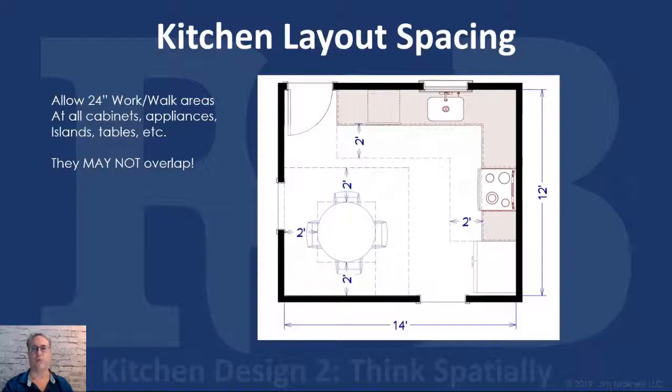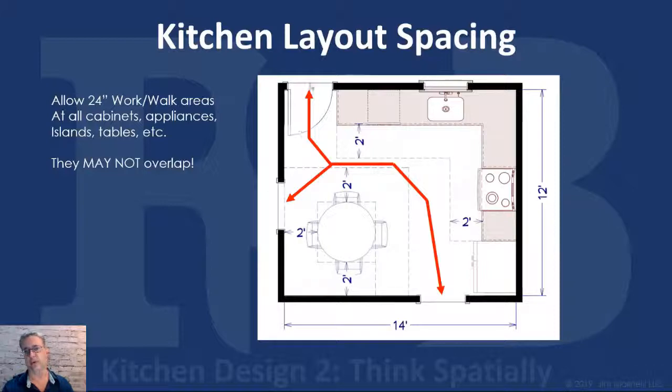And it's important that you respect these dimensions so that when you put your kitchen together, it will suit you and your family for years to come. Now, I mentioned 48 inches. Why is that? Well, the primary reason that we require that much space in a kitchen is the size of human beings.